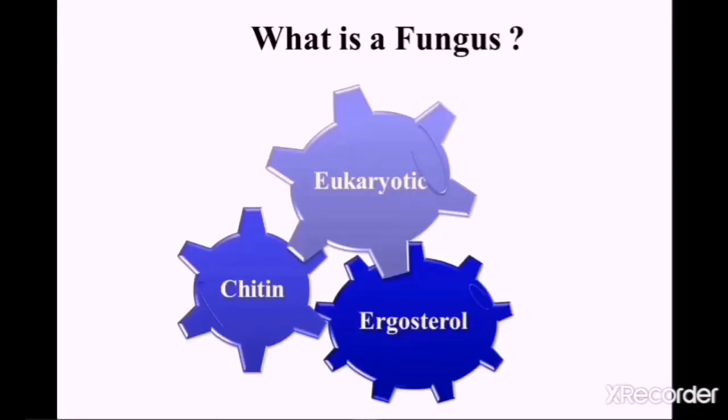What is a fungus? It is a eukaryotic organism, that is, it has a true nucleus. There is also a cell wall which contains chitin, and this chitin is composed of N-acetylglucosamine and beta-glucan. This beta-glucan is a long polymer of D-glucose, and the medical importance of beta-glucan is that it is the site of action of certain antifungal drugs, for example, caspofungin.